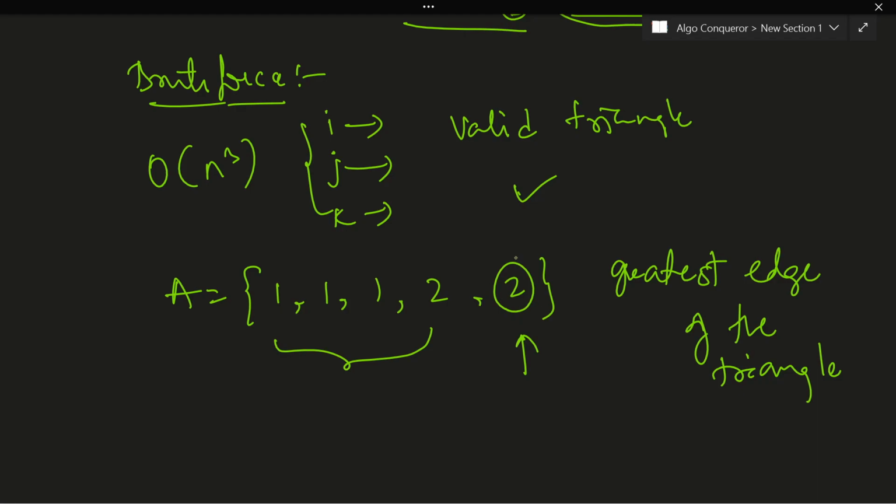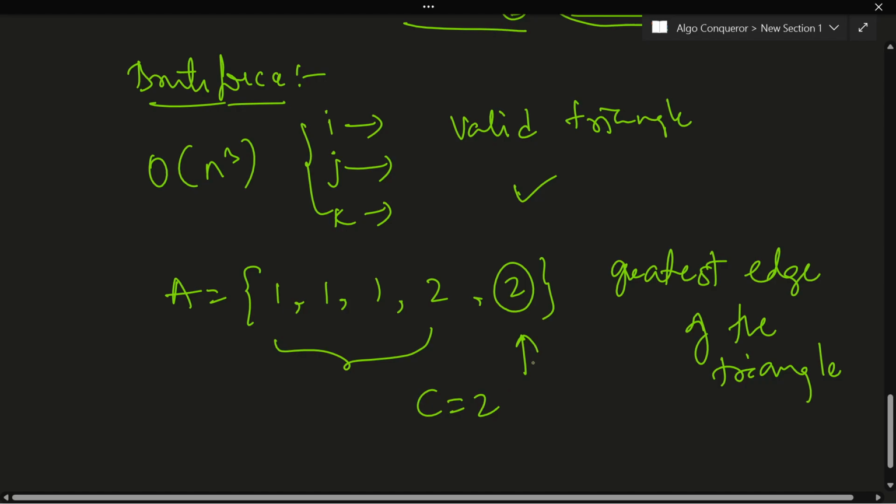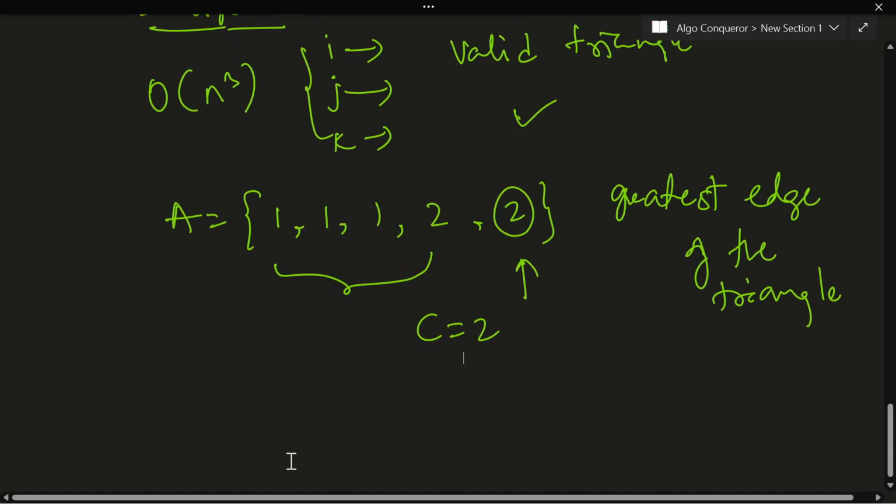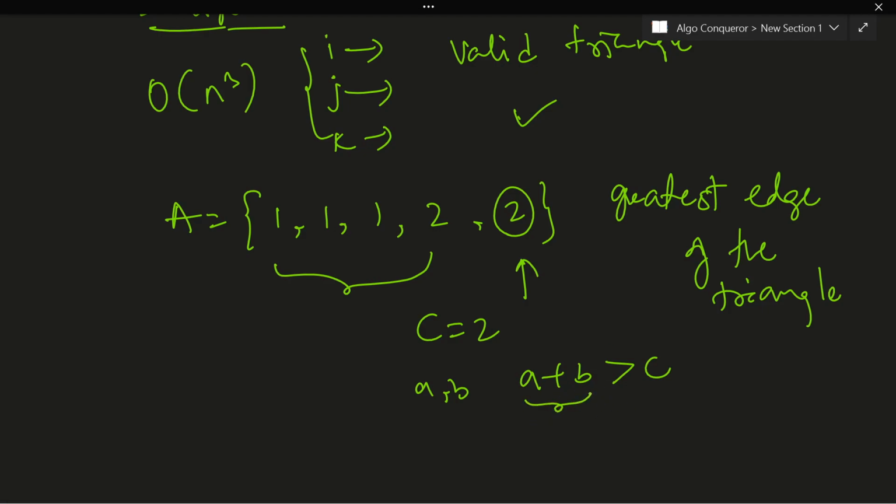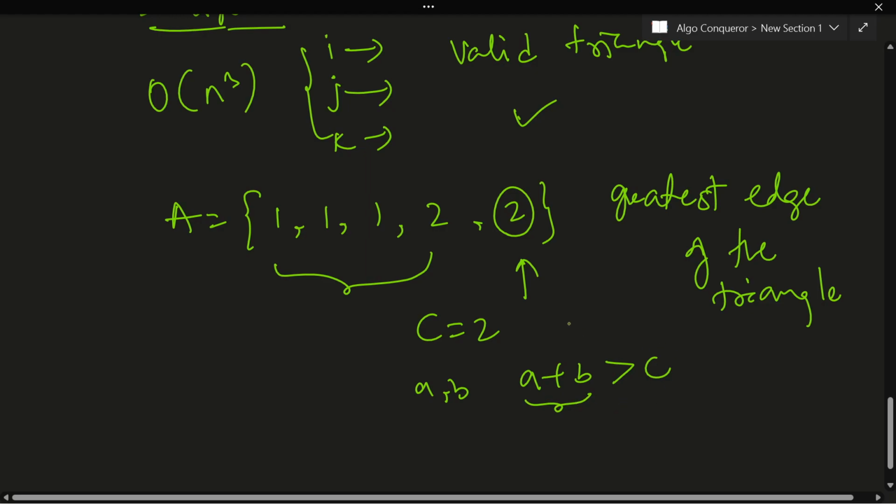Let's say C is equal to 2. The pointer is pointing to 2. We need to find A and B such that A plus B is greater than C for ABC to form a valid triangle. So we just have to find the pairs whose sum is greater than the current pointer.